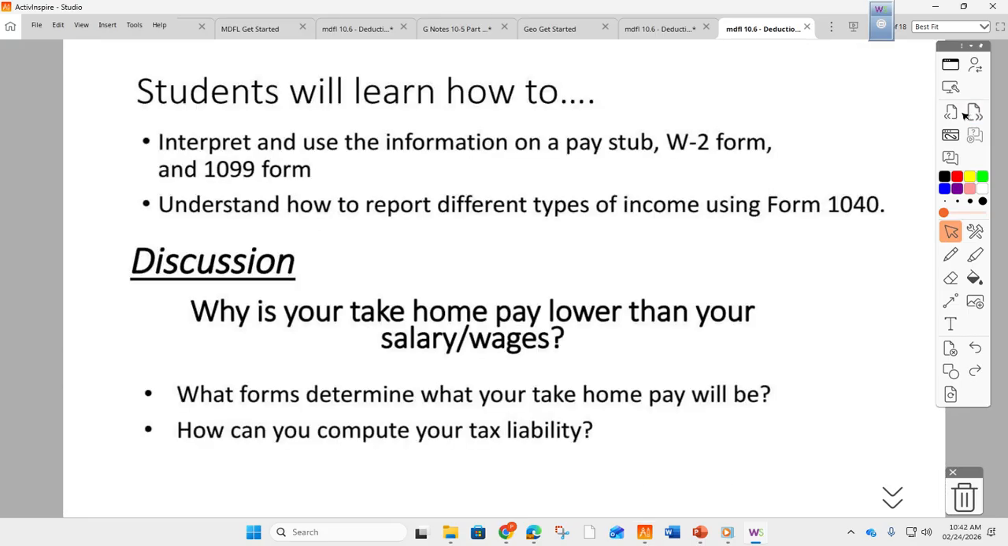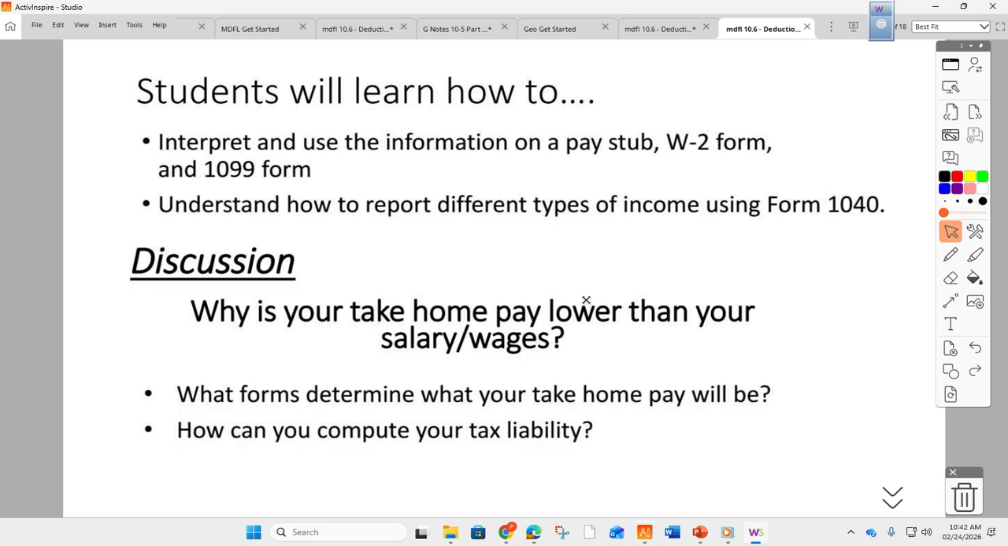So it says we'll be able to use information on a pay stub, W-2 form, and 1099 form, which we've worked with all of those already. Understand how to report different types of income using Form 1040. We've reviewed that form a lot. We've gone through it, and we're going to review it a little bit at the end of our notes today.